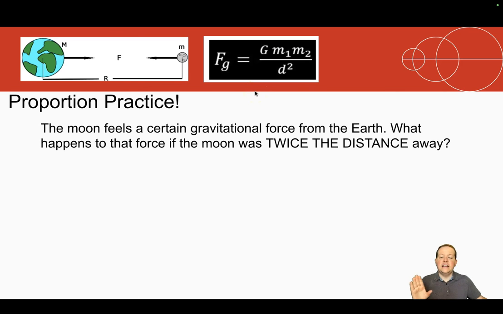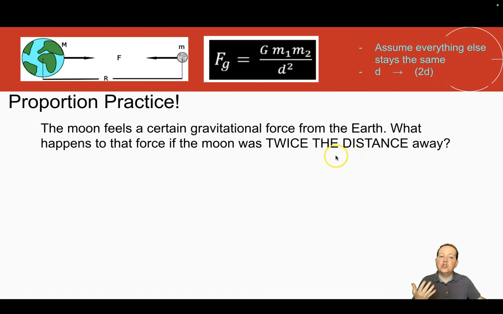So let's do it. Let's do a proportion problem. It says the moon feels a certain gravitational force from the Earth. So we have the Earth, we have the moon, there's a certain gravitational force. The question is asking, what happens to that force if the moon was twice the distance away? Okay, that's what we're going to do. How does that force change? We'll assume that everything else stays the same.